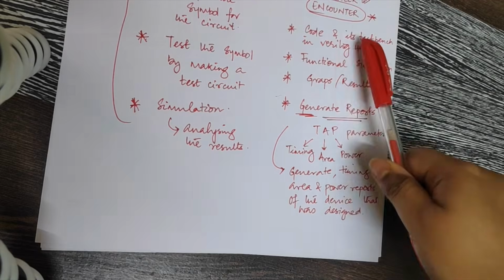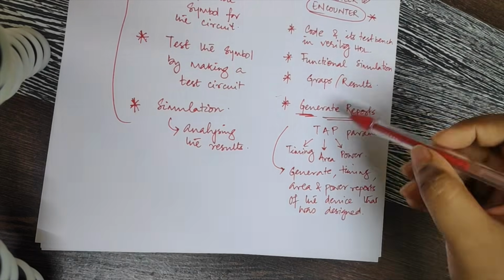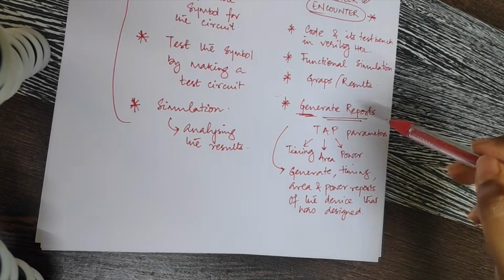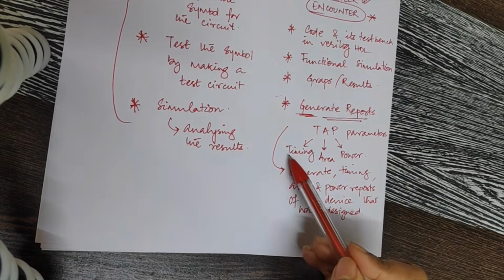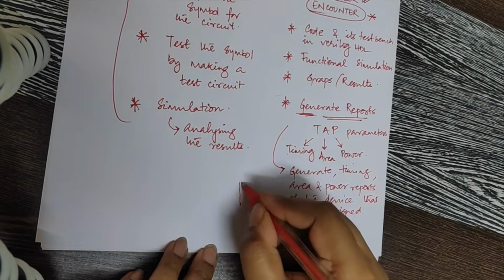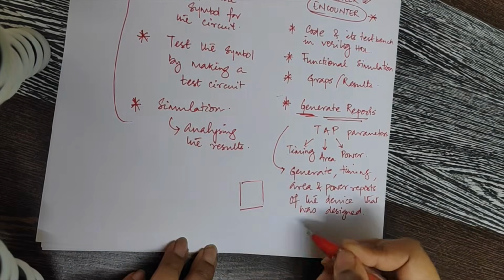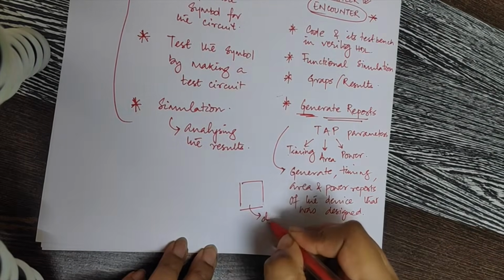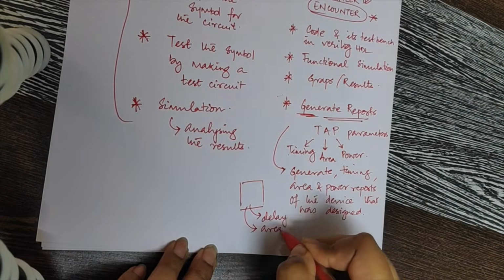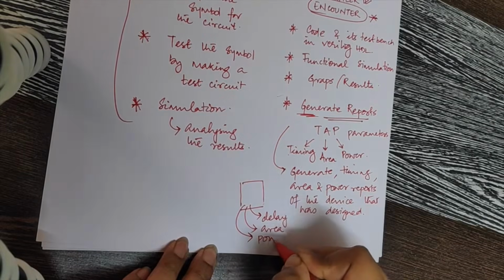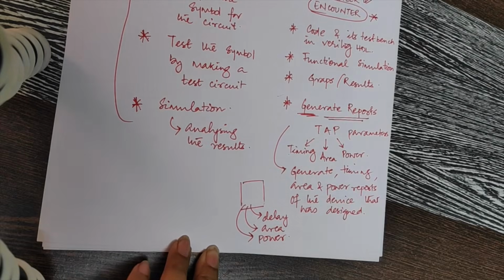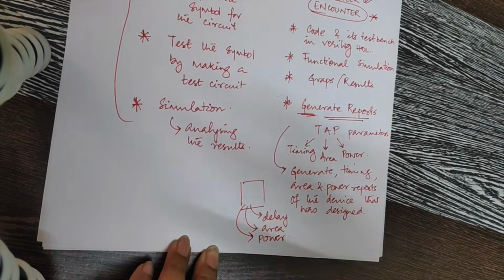After designing this device, we are going to generate reports relating to timing, area, power. That means if this is the device I have designed, how much delay does this device have? How much area and how much power does this device consume? I want to know because I am designing something.